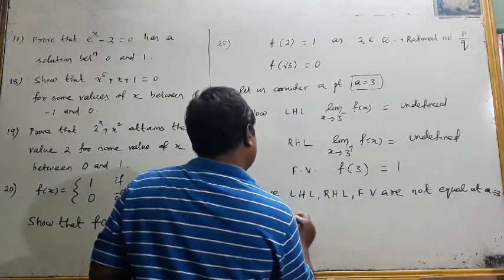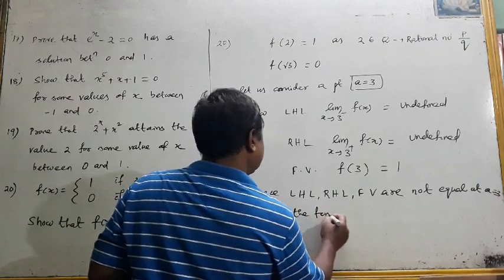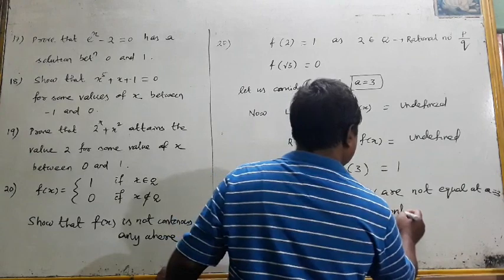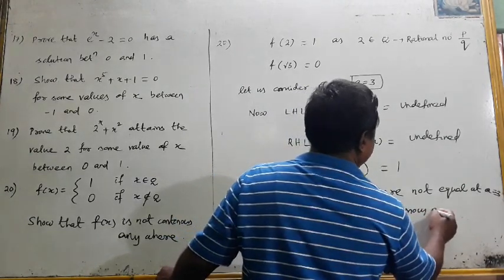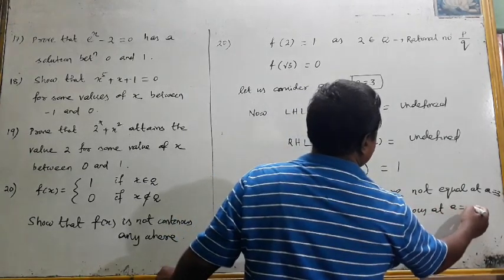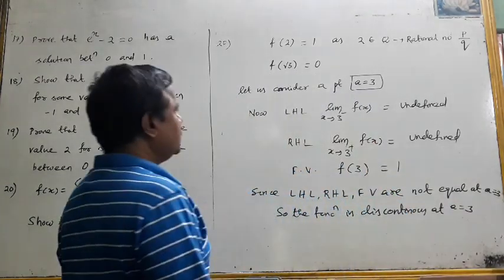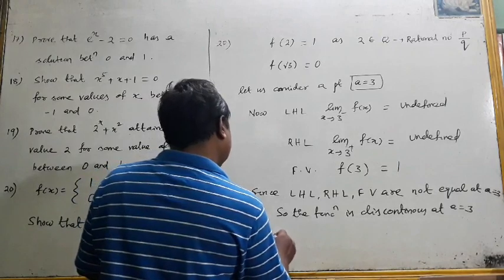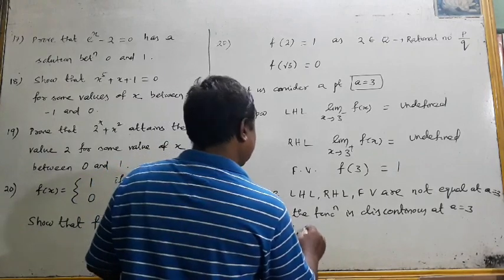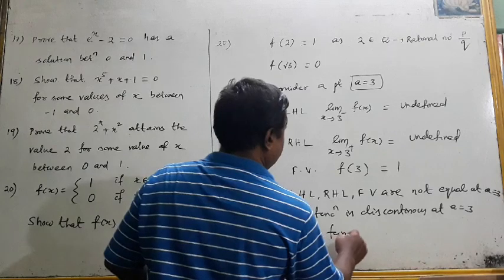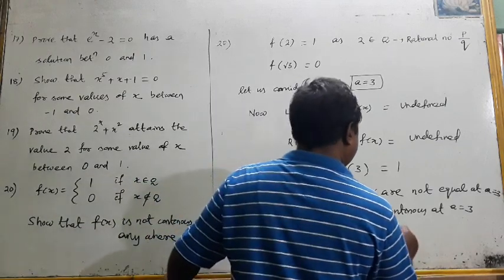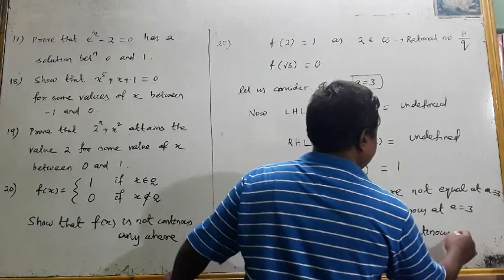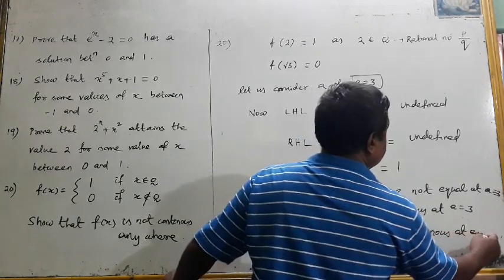the function is discontinuous at a is equal to 3. Similarly, the function is discontinuous at every point.